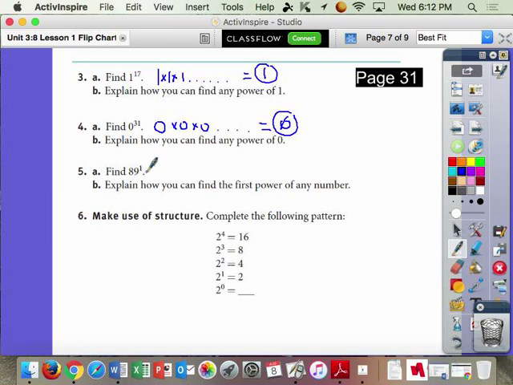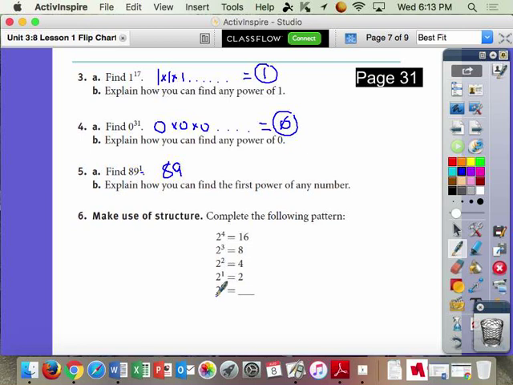All right. Now this is a little bit different. This is 89 written one time. So that's just my answer. Any number written to the first power means that that's the number, because if I'm writing it one time, then it is the number. So look at this. 2 to the 4th is 16. 2 to the 3rd is 8. 2 squared is 4. 2 to the 1st is 2.